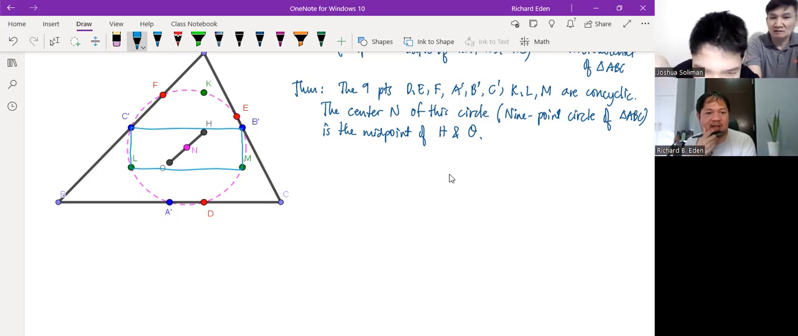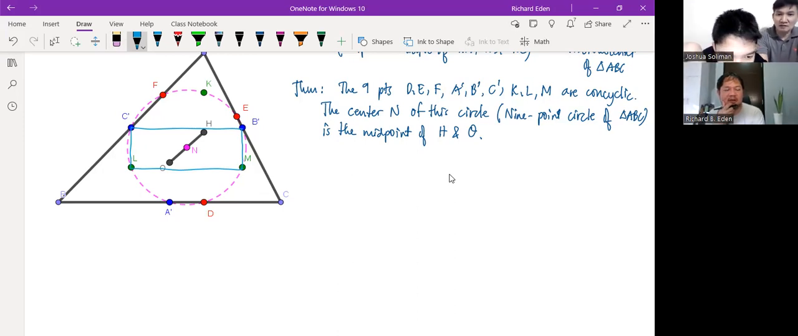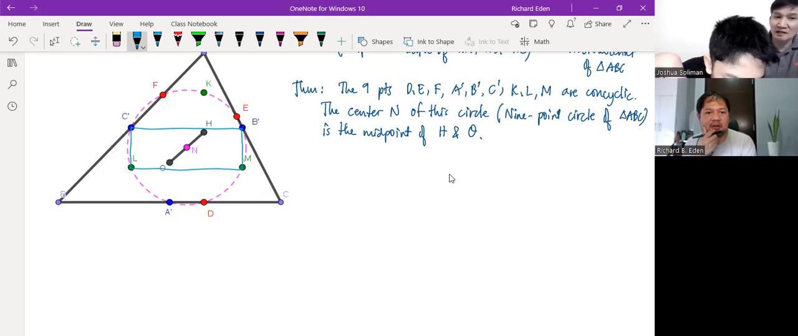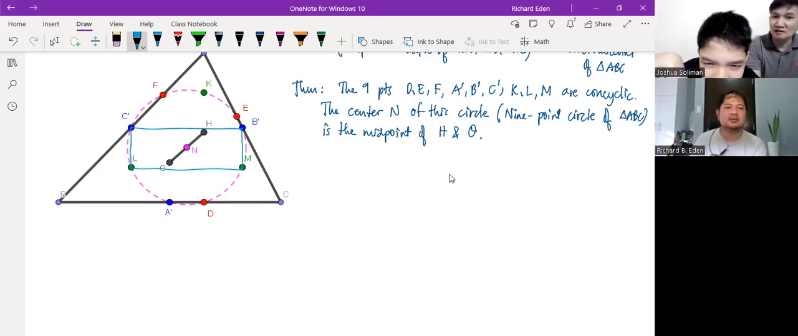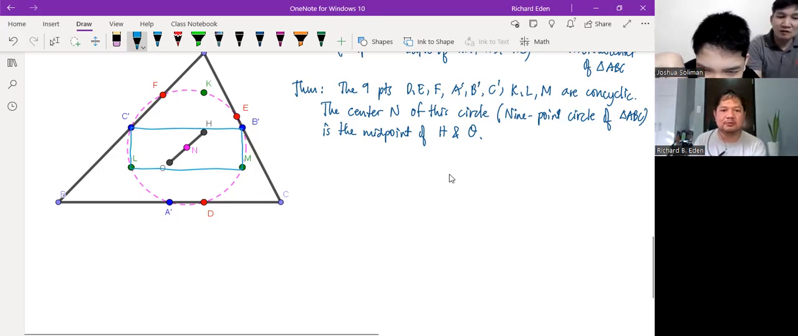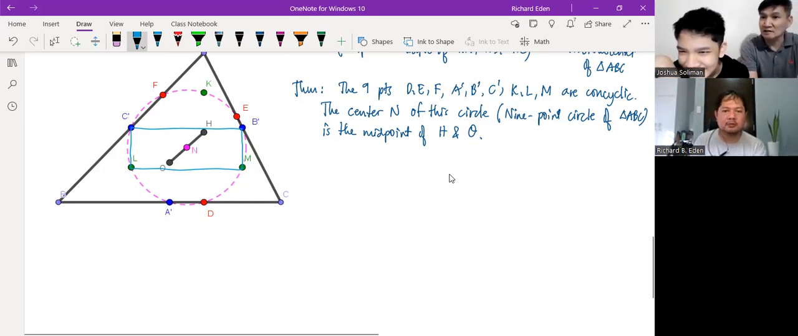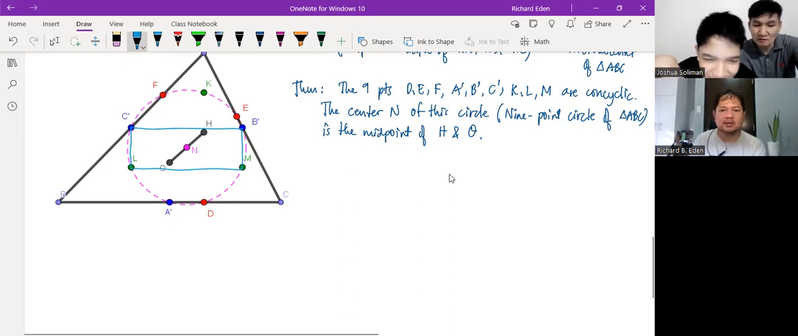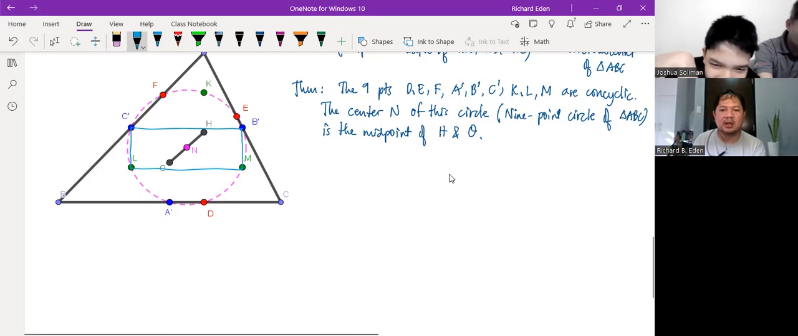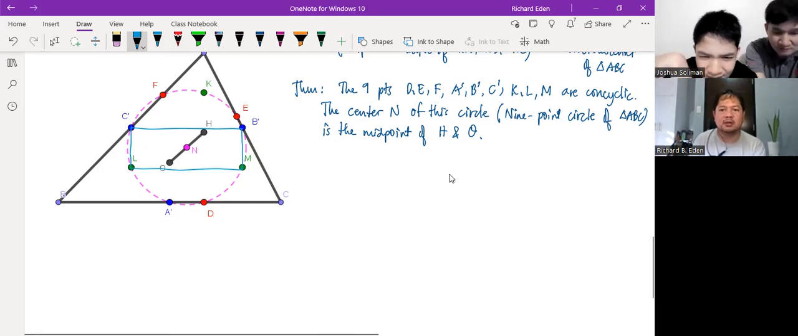I guess first we have to justify the perpendiculars and the congruence. So B prime, C prime. Okay. So proof. Since B prime and C prime are the midpoints of AC and AB respectively.